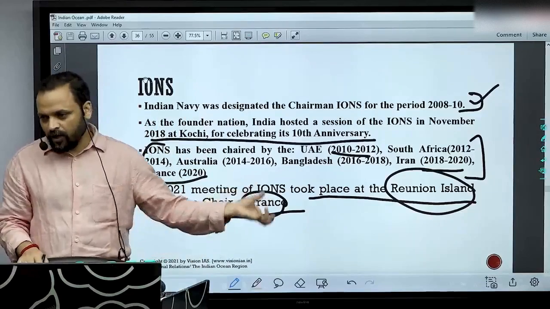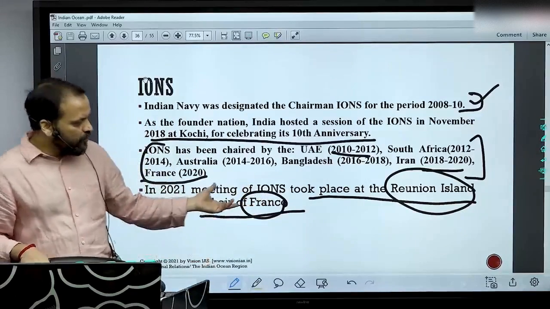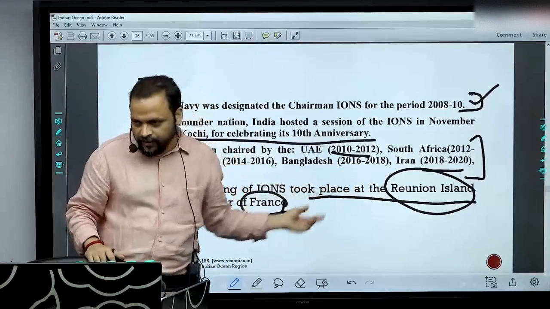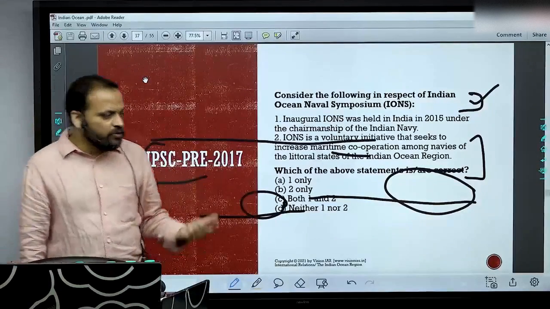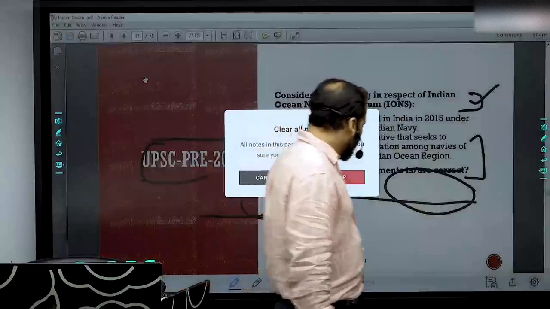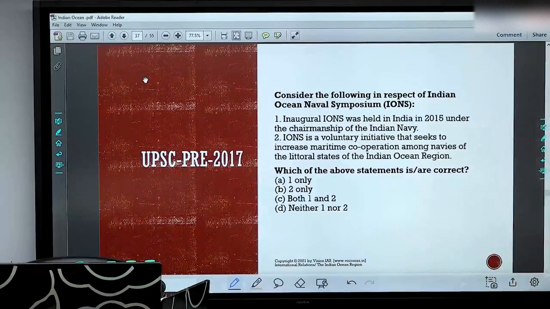If it asks, you have the direct information. If it doesn't, then you realize what is important: location, and where is it located. So just look at this question of UPSC, the question that UPSC has asked.